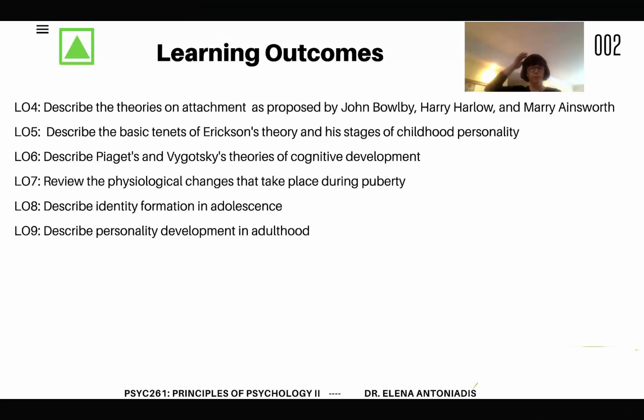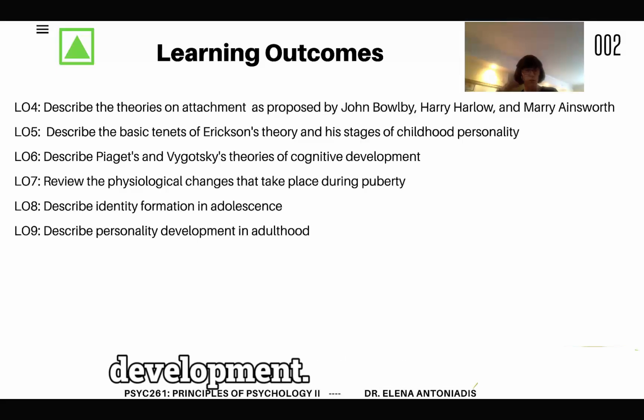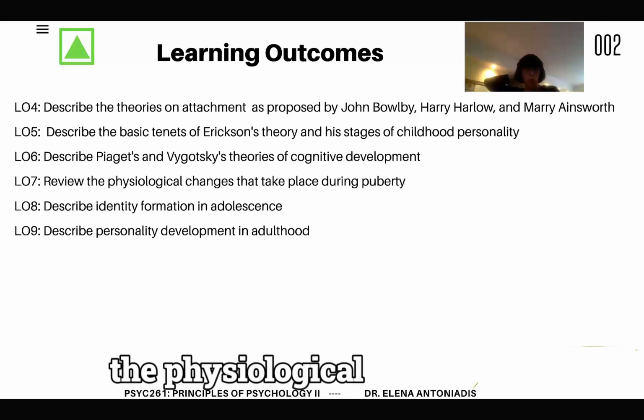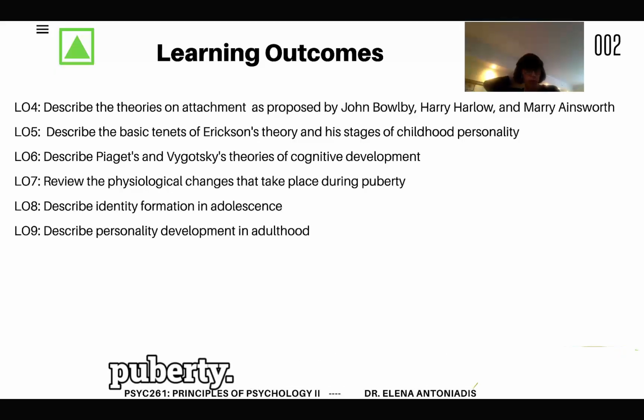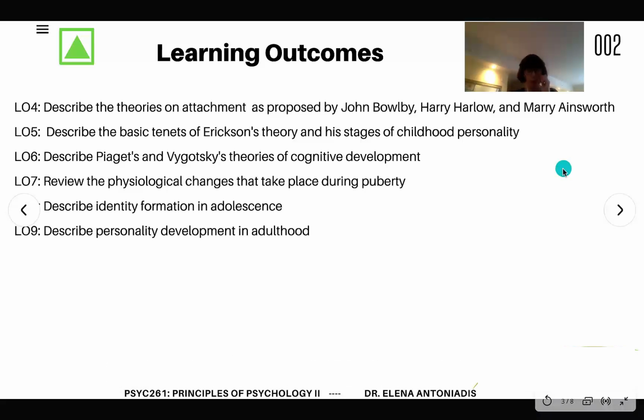We'll describe the theories on attachment as proposed by John Bowlby, Harry Harlow, and Mary Ainsworth. We'll describe the basic tenets of Erikson's theory and his stages of childhood personality. We'll describe Piaget and Vygotsky's theories of cognitive development. We'll review the physiological changes that take place during puberty. We'll describe identity formation in adolescence and personality development in adulthood.